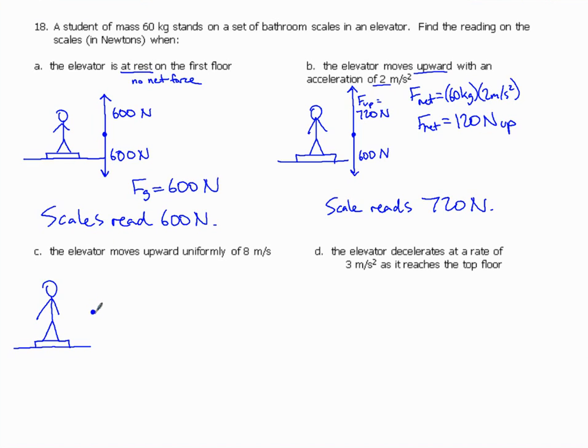So the weight of this student is still 600 newtons. We'll figure out the net force. So the mass of the student is 60 kilograms. And what is the acceleration? Well, it's moving upward uniformly. It's in uniform motion, which means the acceleration is 0. Acceleration is 0 meters per second squared, which means the net force equals 0.